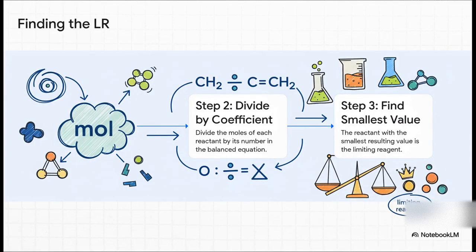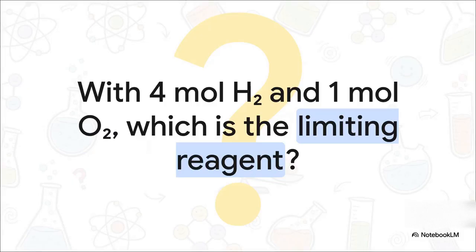And finding it? It's actually a really simple 3-step process. First, of course, you convert all your starting materials to moles, back to our central hub. Second, you take the moles of each reactant and divide it by its coefficient. That's the big number in front of it in the balanced equation. And third, whichever one gives you the smallest number, that's it. That's your limiting reactant.